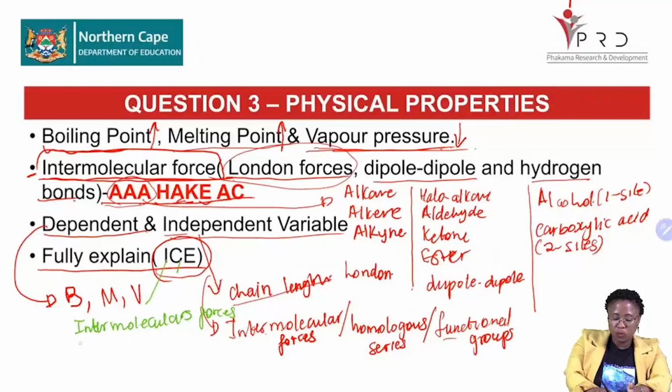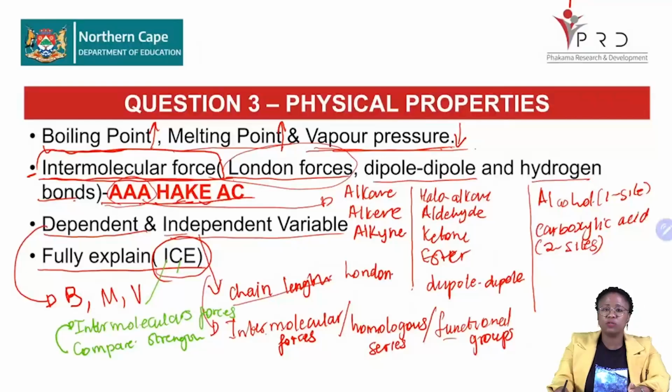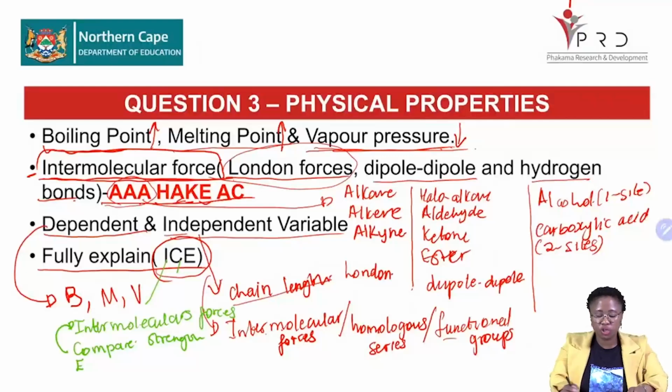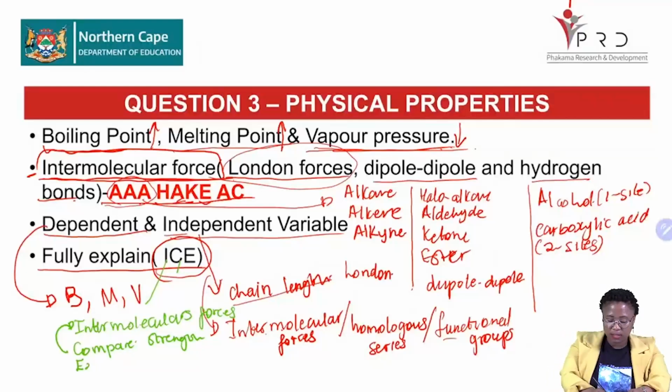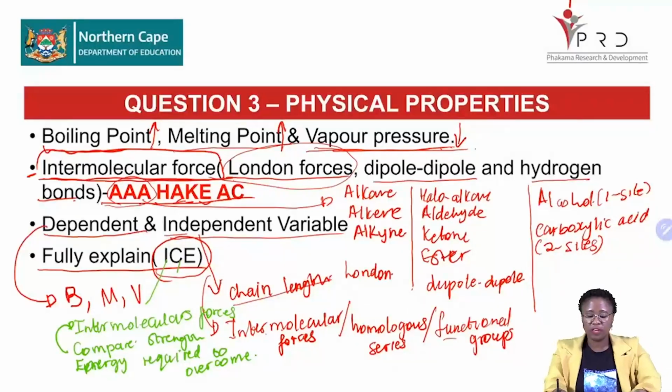And then C: you compare the strength. The strength of what? Of the intermolecular force. Then lastly, E: you talk about the energy required to overcome the intermolecular forces. What are we overcoming? The strength of the intermolecular forces. I hope this is going to assist you.